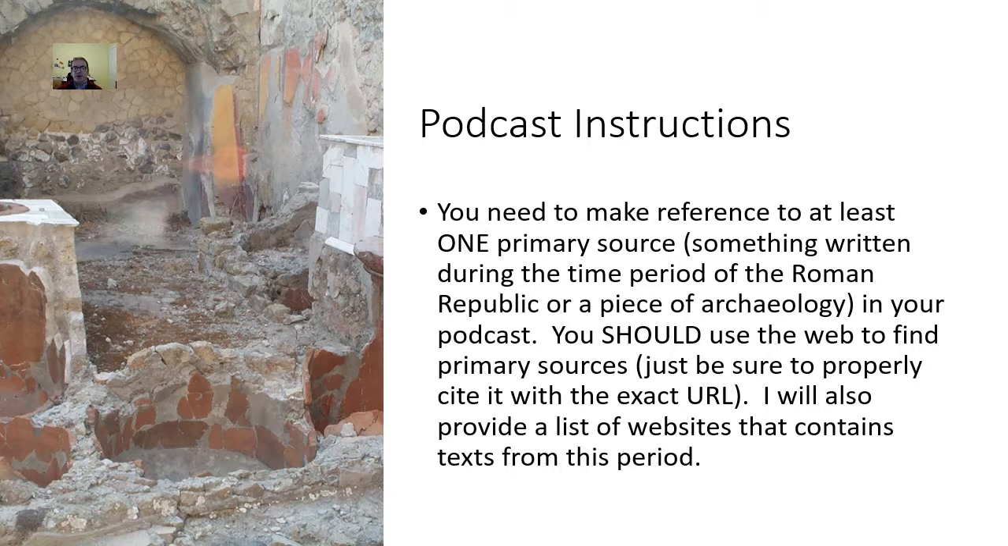You have to make use of a primary source, and if you remember, primary source is anything written during the Roman Republic or anything built. So written text or Roman archaeology. Now you can and should use the web to find primary sources. Now I'm going to give you a list, but what you can do is type in, say, Livy's History of Rome, Aeneas, which is a character, and then some primary text should come up, and you can certainly use that, but you just have to make sure that you cite it properly, and we can go over that more in detail once these assignments start becoming due.